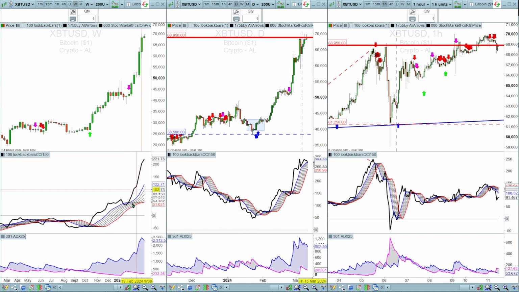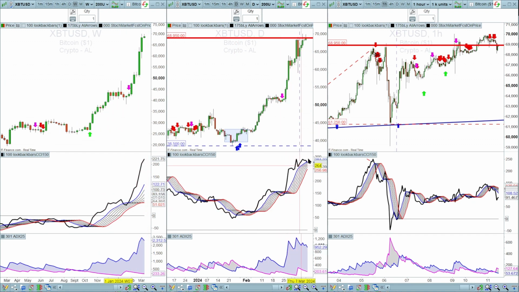You can see that it's pretty strong bullish on the weekly. It's starting to turn down into this band of moving averages on the daily, and the hourly has already broken down and is sort of fluctuating within that band.